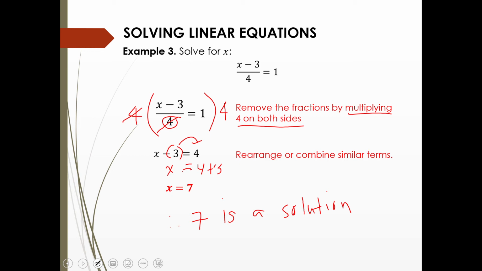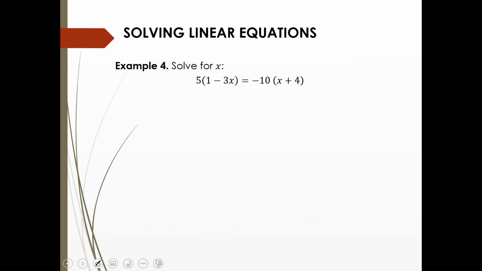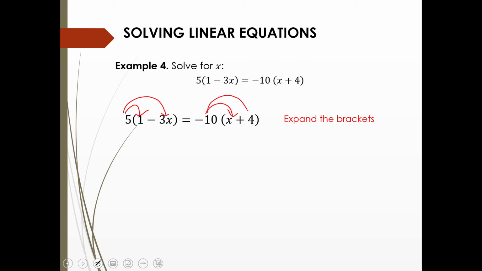Okay, let's have another example. Example number 4. So we have 5 times (1 minus 3x) is equal to minus 10 times (x plus 4). So what shall we do here? We will expand the brackets. You multiply 5 here and then minus 10 here. So 5 times 1 is 5. 5 times minus 3x is minus 15x. Minus 10 times x is minus 10x, and minus 10 times 4 is minus 40.